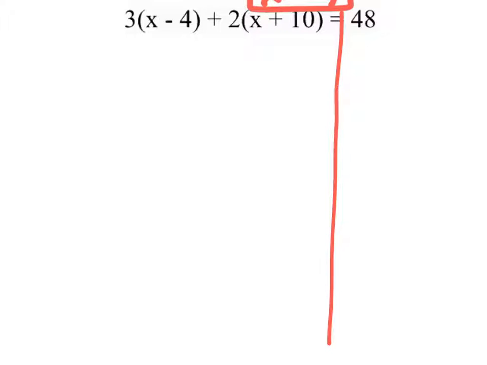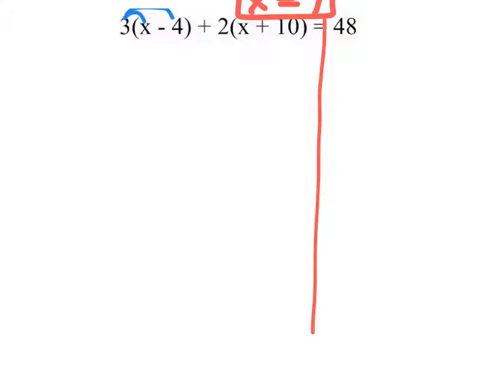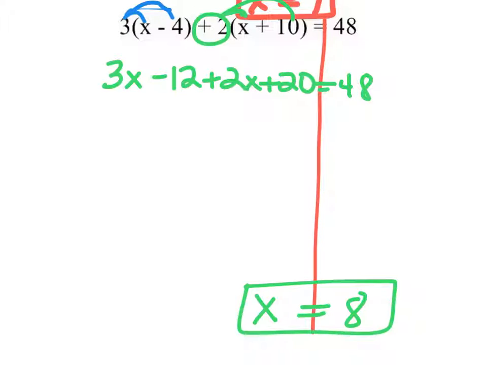We need that brick wall so we don't try to combine things with 48, because 48 is on the other side. They're enemies, right? Don't combine them. So you need to do this distribution: 3 times x and 3 times negative 4. You also need to do 2 times x, positive 2x, and 2 times 10. Rewrite it. Then try and combine like terms and solve. I'm going to let you try that one on your own because you learn by doing. Get started.